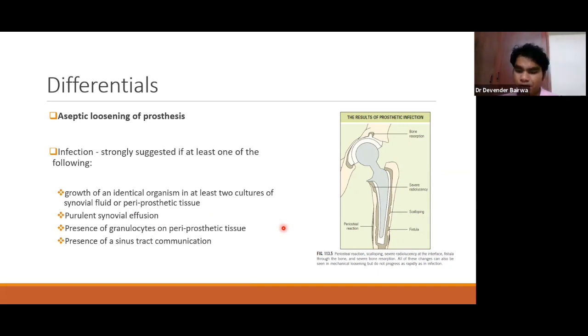Now remember, these radiography findings, like bone resorption, severe radiolucency, scalloping, distal reaction, even fistula, can be found in both aseptic loosening of the prosthesis and infection. The difference is that in infection, these features will be rapidly progressing, while in aseptic loosening, they will not be rapidly progressing. These are the points which favor infection over aseptic loosening of the prosthesis.